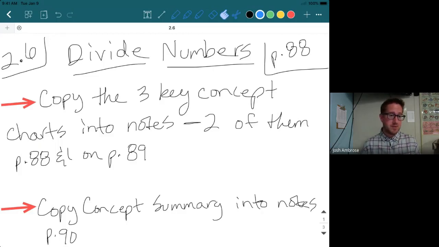All right, so first thing, you guys are going to have to take some time and copy the 3 key concept charts into your notes. And again, remember, you get that 1 page of notes to use on every test. This could be very helpful come test time when we finish up chapter 2. So copy the 3 key concept charts into your notes. As you see on the screen right there, 2 of them are on page 88. 1 of them is on page 89.